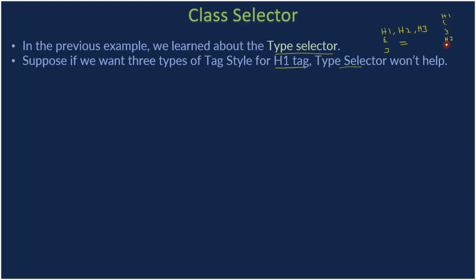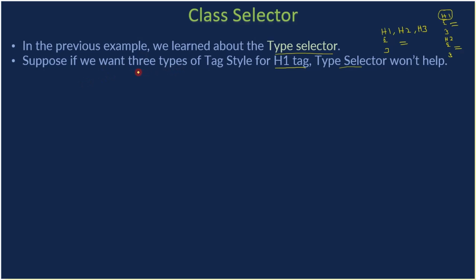h2, right? Here you can specify a rule for h1 and h2, so h1 and h2 will have different rules. But what if you want to have different styles for h1 itself? That's where the class selector comes into the picture.